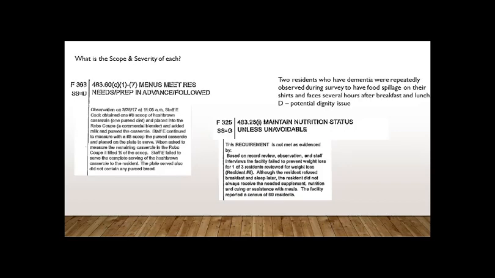So that G tag I just showed you actually resulted in a $2,500 fine. The reason is this facility had the same issue two or three years in a row. This was a repeat issue. Obviously, they were not following their plan of correction from the previous two surveys, so this resulted in a fine amount of $2,500.